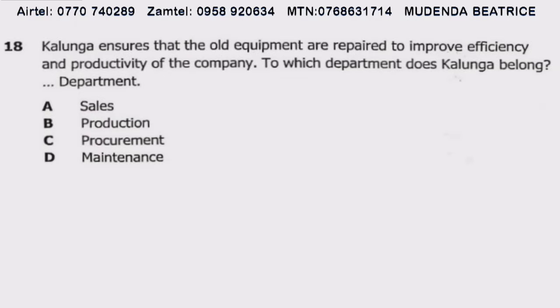Question 18 is as follows. Kalunga ensures that the old equipment are repaired to improve the efficiency and productivity of the company. To which department does Kalunga belong? A. Sales, B. Production, C. Procurement, D. Maintenance.